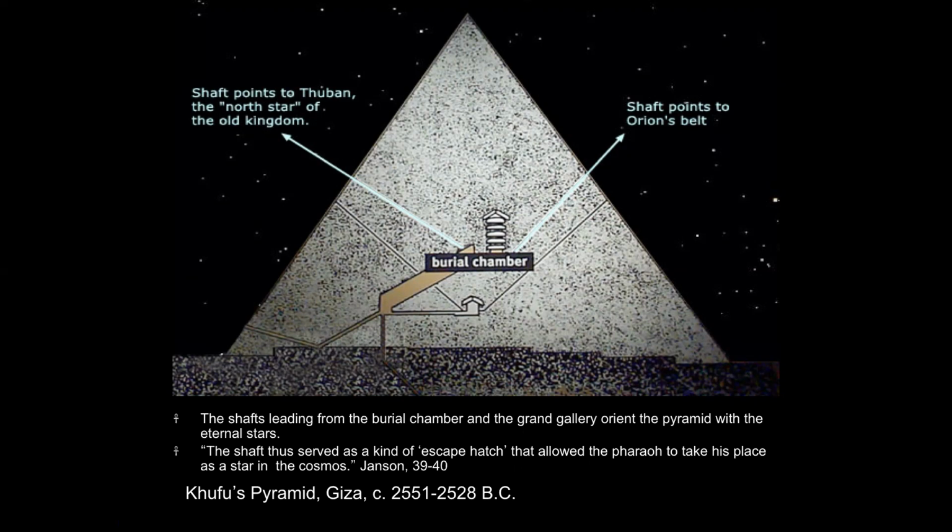So a shaft points to Orion's belt. As far as whether or not that was significant, not known. So that's just kind of a guess. The shaft thus served as a kind of escape hatch that allowed the pharaoh to take his place as a star in the cosmos. That's what Jansen says, but again, we're not sure exactly, but it would make sense with the types of stories in Books of the Dead that they had told about pharaohs in later times. So we're not sure exactly what it meant.